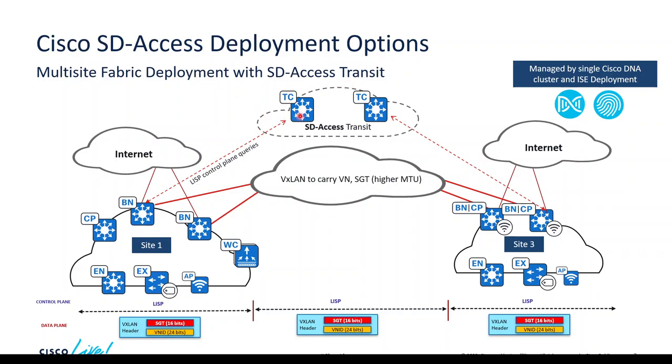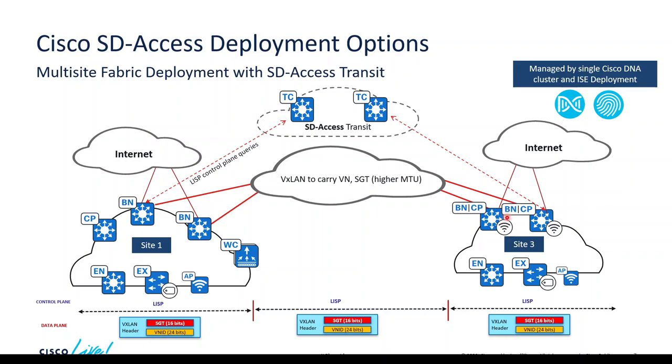So we're adding a couple more roles in here: what's called the TC, or transit control plane. That transit control plane will know prefixes in site 1, site 3, and site n. Whenever an endpoint in site 1 wants to communicate with an endpoint in site 3, the border node's local control plane will query the transit control plane, which will point those packets to be sent towards the border in site 3. So the border node will send those packets towards the border node in site 3.